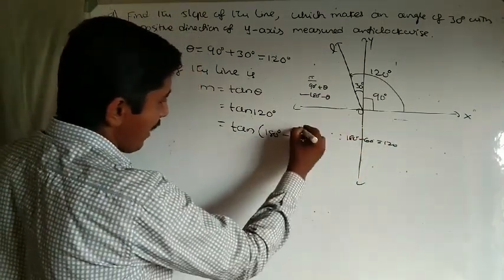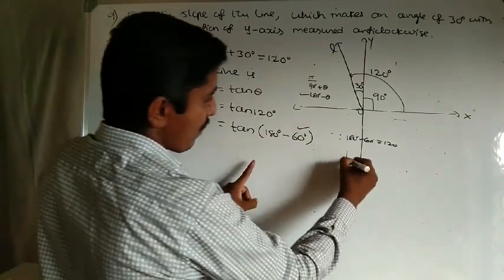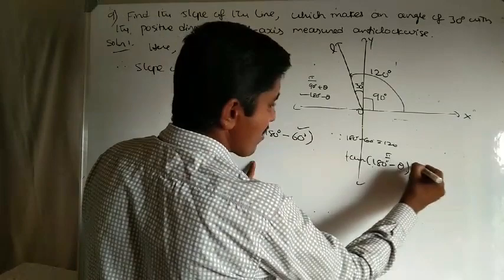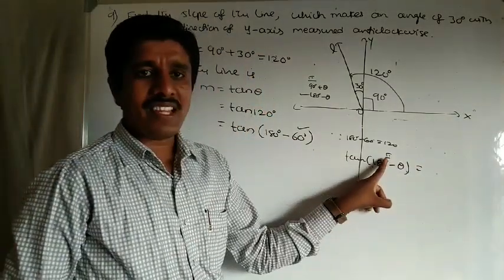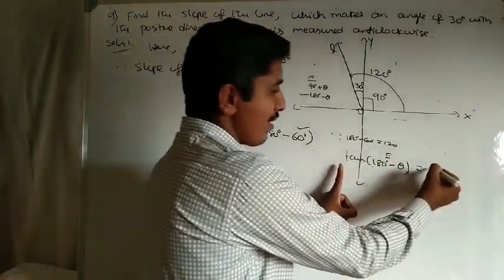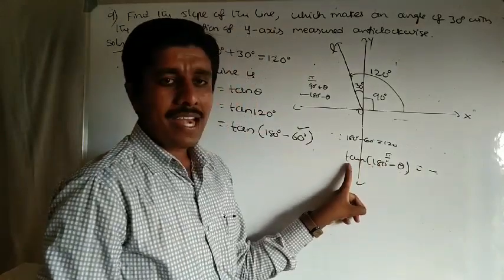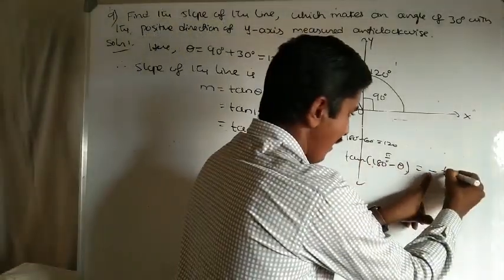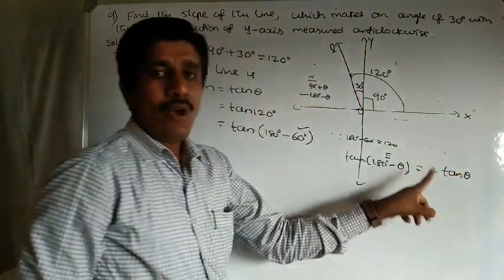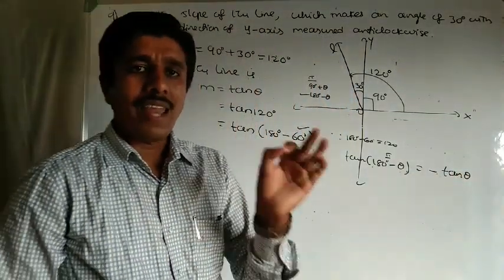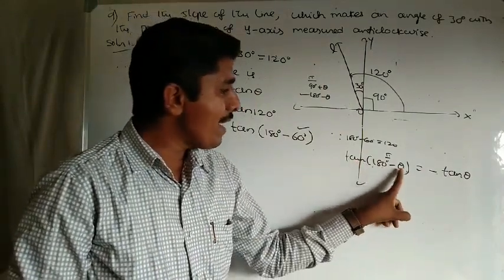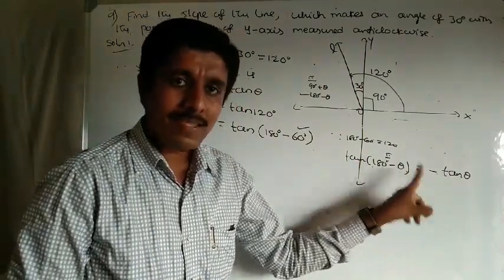Correct. Tan of 180 minus theta. We have a formula. 180 minus theta lies in the second quadrant. In the second quadrant, what about tan? Tan is negative. 180 means tan remains the same. Tan of 180 minus theta equals minus tan theta. We have seen this in trigonometry, in the allied angle formula, mind it, a very important formula. Tan of 180 minus theta is minus tan theta.